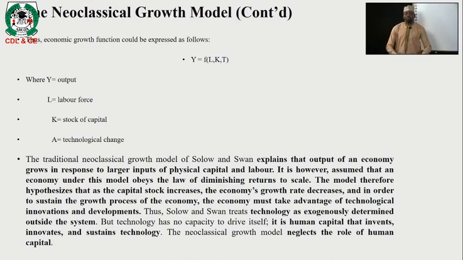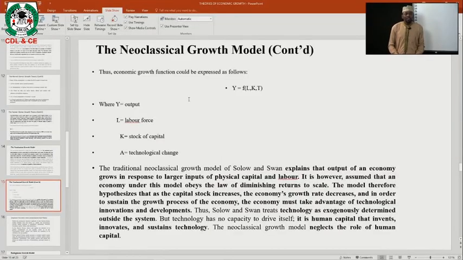So because there is a likelihood of diminishing returns to scale by the use of labor and capital, it is only technology that will now come in and ensure the sustainability of the growth. Thus, Solow and Swan treat technology as exogenously determined, outside the system. That is, technology, to them, is determined outside this model.